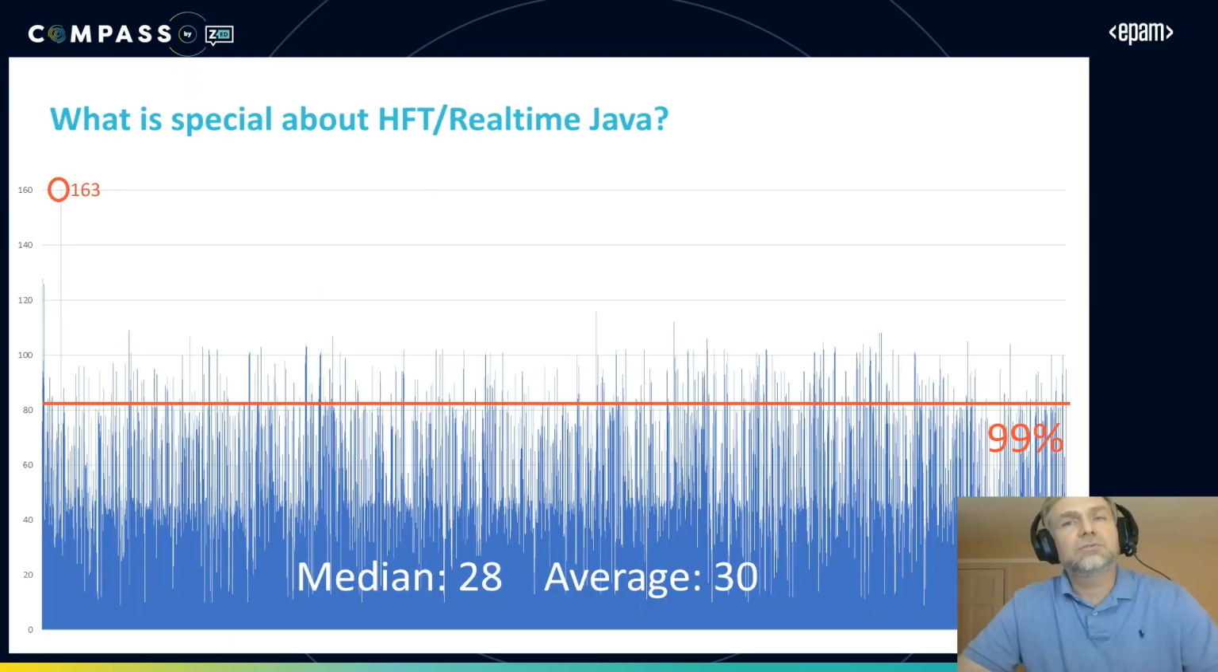Quick introduction into the notion of real time. Here we have a chart showing us around 100,000 latency measurements. As you can see, median latency is around 28-30 microseconds. And the red line shows us the 99th percentile, which is around 85 microseconds in this case. What we can also see is that a significant number of signals took 100 microseconds or more.